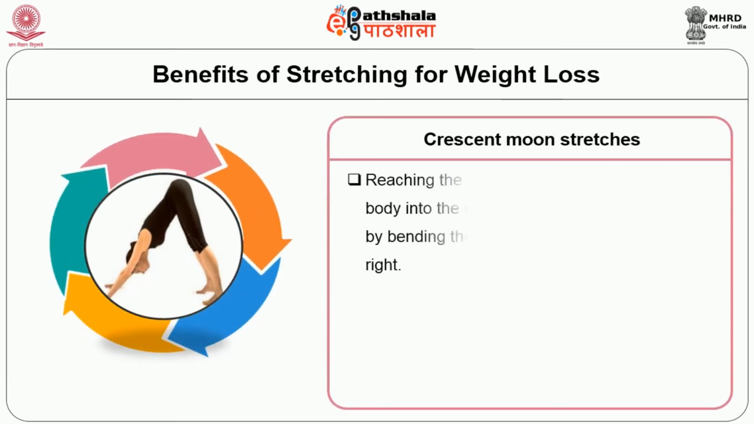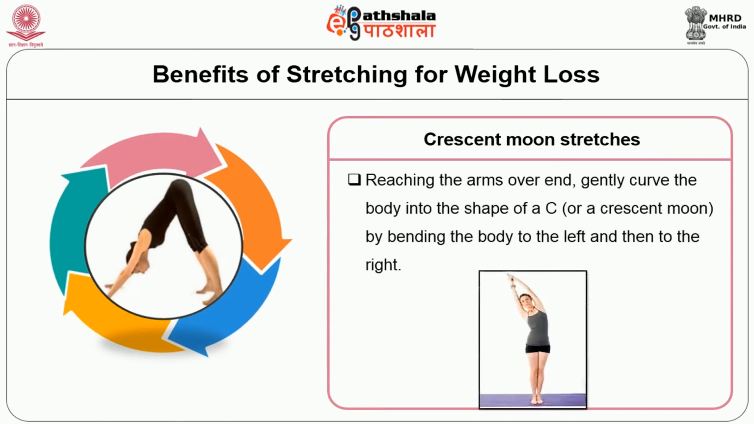The second one is crescent moon stretches. It is like a C shape. Reaching the arms overhead, gently curve the body into the shape of a C, the letter C of the alphabet, by bending the body to the left and then to the right.